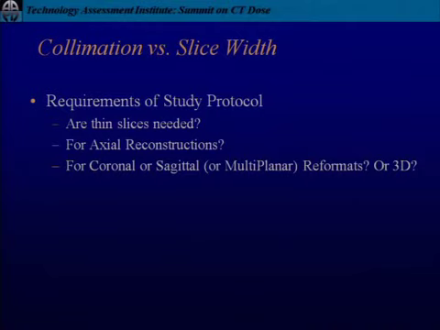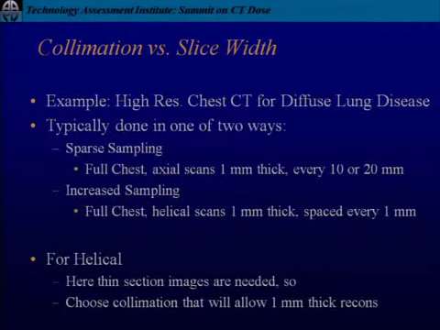In abdomens, for the most part at our institution, we do look at coronals and sagittals, but the axial images, 5 millimeters in adults, 5 millimeters. Do you need the thin slices? Only if you're going to do the coronals or sagittals or reformats. Okay? How about a high-res chest CT for diffuse lung disease? It's typically done in one of two ways. Sparse sampling, where people do axial scans 1 millimeter thick every 10 or 20 millimeters. So it's a sparse sampling through the lung.